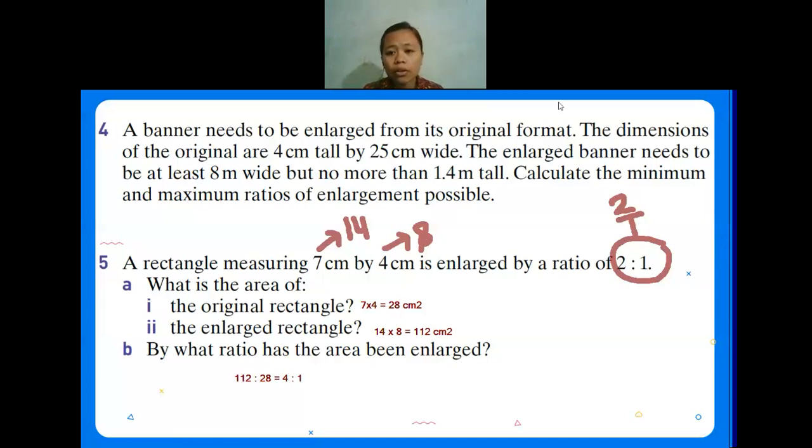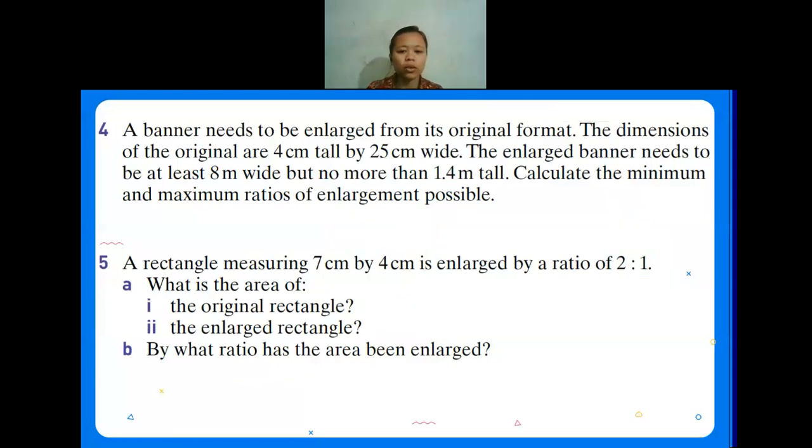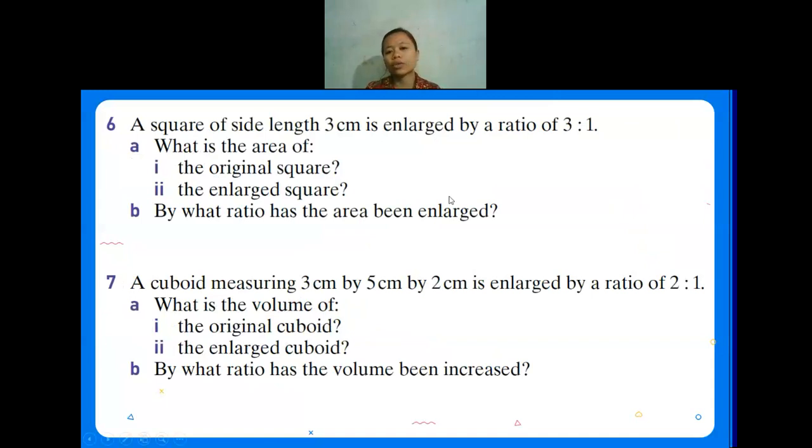If you have no question, I will move to question 6. For question 6, you can check your textbook page 56. A square has a length of 3 centimeter, and it's enlarged by the ratio 3 to 1. Anyone want to help me find the new dimension for this square? 9 centimeter. Okay. Is there anyone who is confused about getting 9 centimeter?